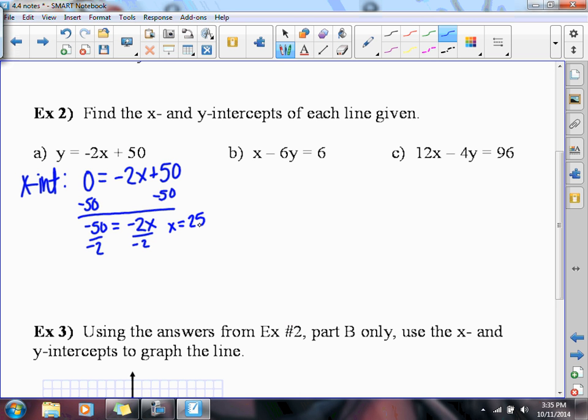Now I'm not going to leave my answer like that though. My answer is actually going to be written as an ordered pair. 25, 0.